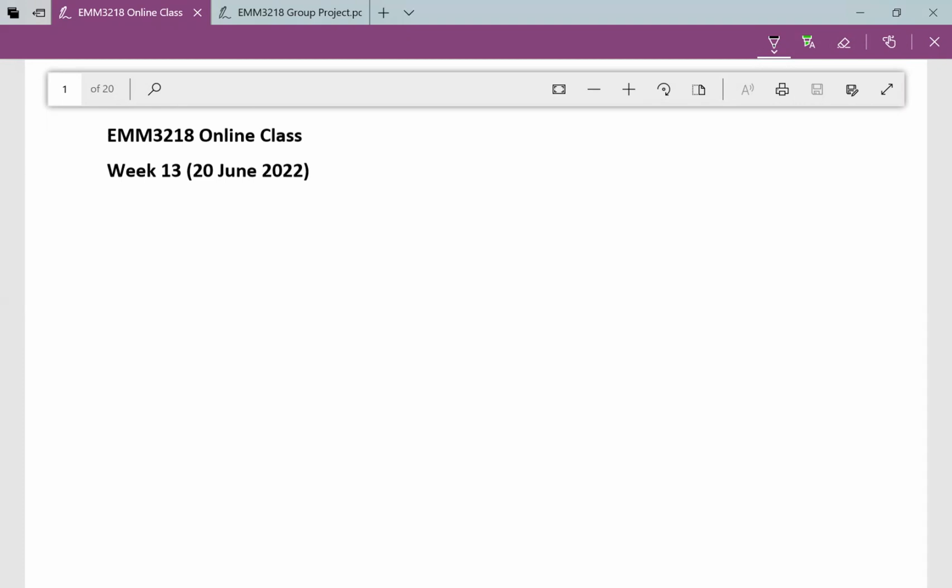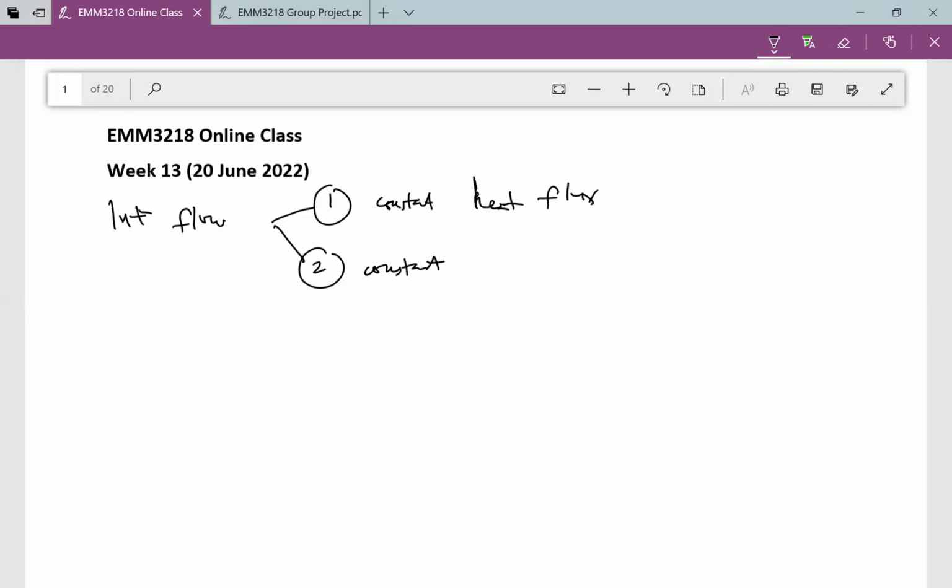Okay, so in internal flow, you learn that you have two cases of such internal flow. One is when you have constant heat flux. Oh, by the way, I have shared with you the videos in the Google Drive. Please have a look if you need to review some of those. And then the second one is constant surface temperature, right? So basically the way you treat the temperature is different for these two cases.